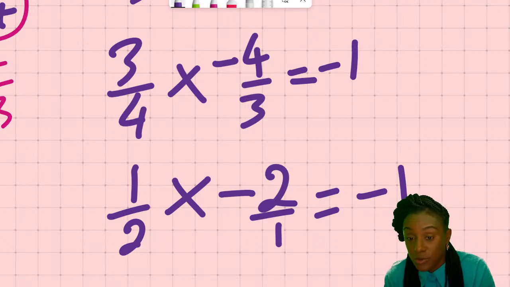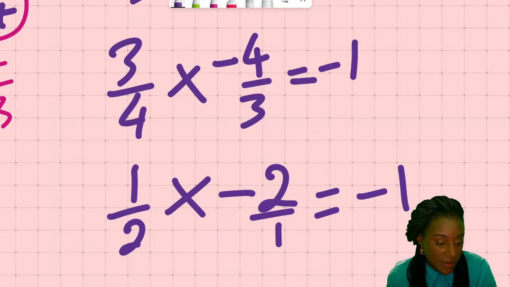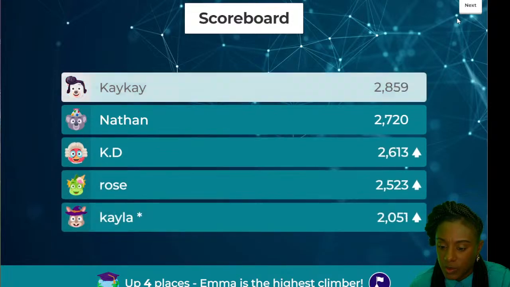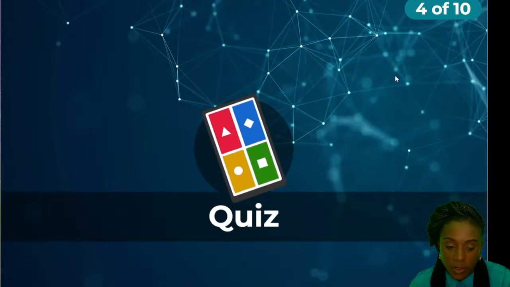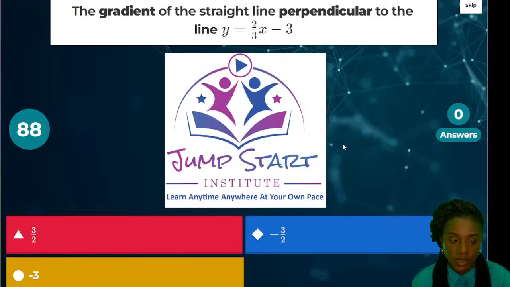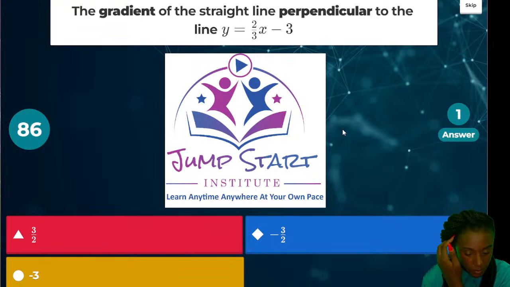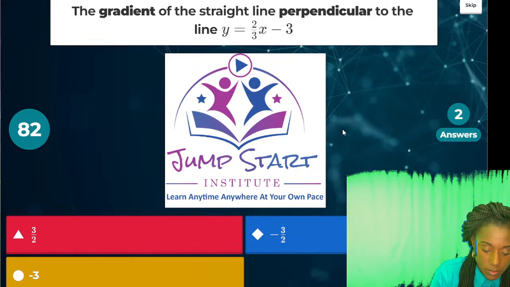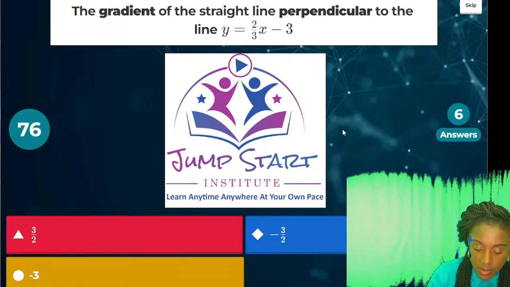Okay, so you're doing great. Let's get back to the game. I think the next question is very similar to this one, so I expect everyone to get this question correct. Tell me the gradient of the straight line which is perpendicular to this line. Remember, change the sign, write the inverse of the gradients.